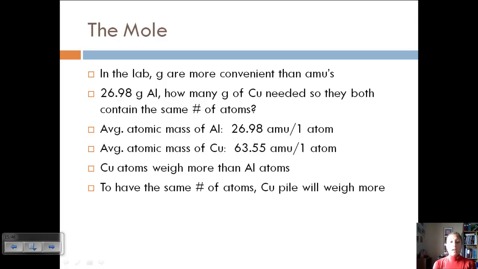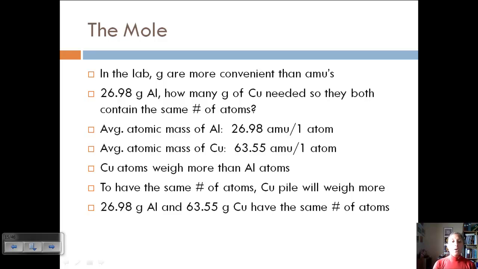Okay, so to have the same number of atoms, the copper pile is going to weigh more because each copper atom weighs more. Got that backwards. So if we look at having the same number of atoms, the 26.98 AMUs and the 63.55 AMUs, well, 26.98 grams of aluminum and 63.55 grams of copper will have the same number of atoms. And so this is how we're going to relate grams to AMUs. We can count things in AMUs, or if we just change the unit to grams, they're still going to have an identical number of atoms.